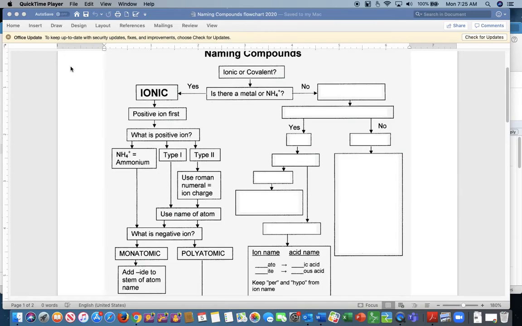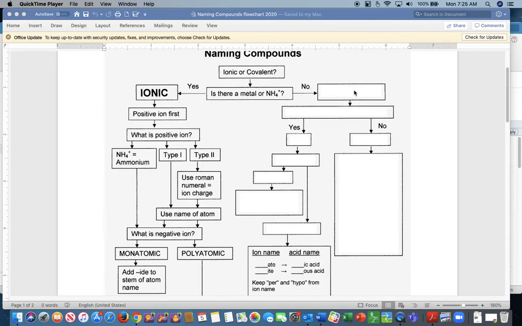more about naming compounds. We did finish the ionic side of this. Now I'm going to talk about the covalent side. And then I'm going to run through a number of examples just to help you out. Of course, that will be in a different video because I'm going to use a different set of software.